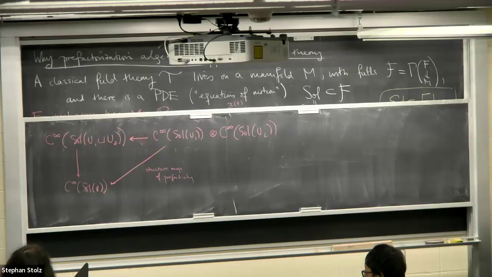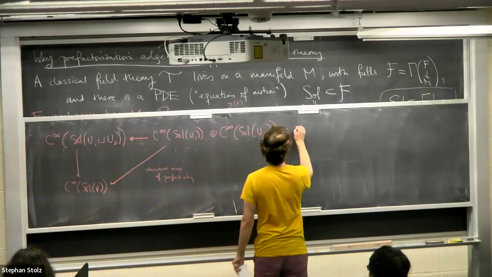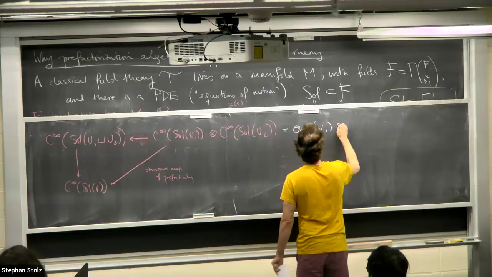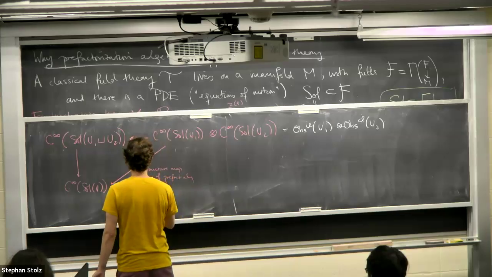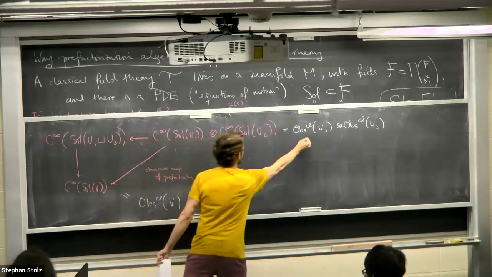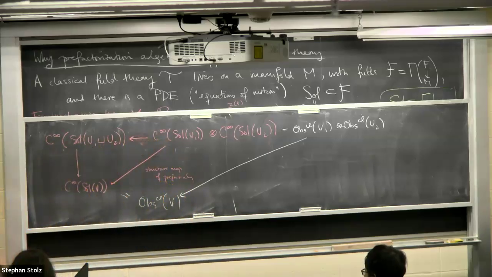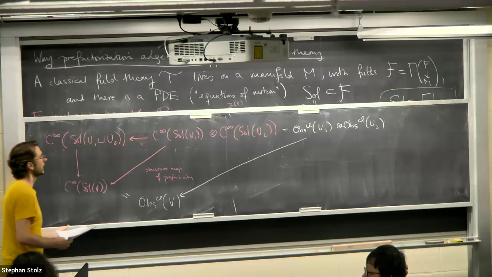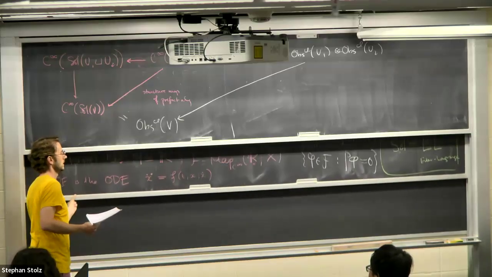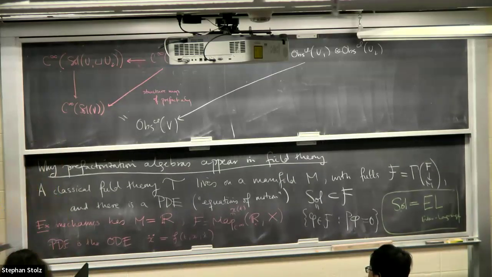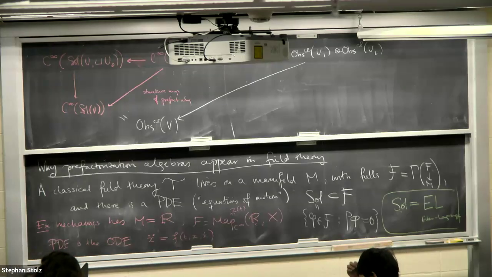So I could write this if you want: Obs classical on U1, tensor Obs classical on U2, to Obs classical on B, and I've just given the map that I need. Once you understand how to do the 2-to-1 map, you can do any finite collection. It's the same argument. So this is the broad conceptual reason why observables of a classical field theory always form a prefactorization algebra.